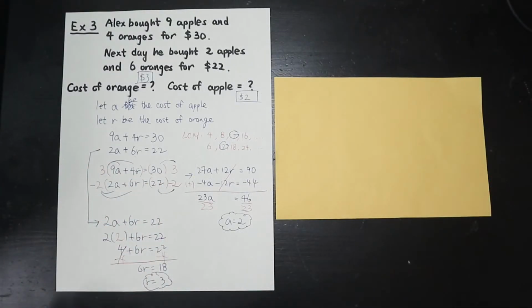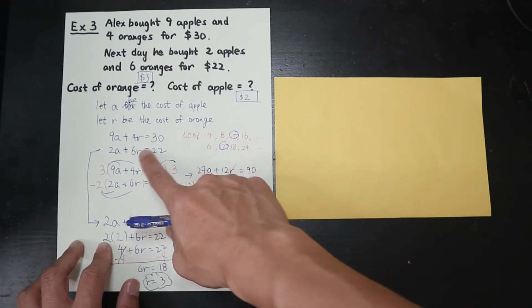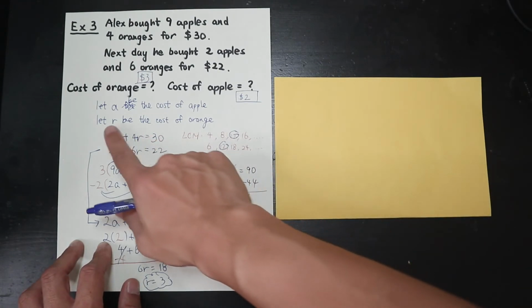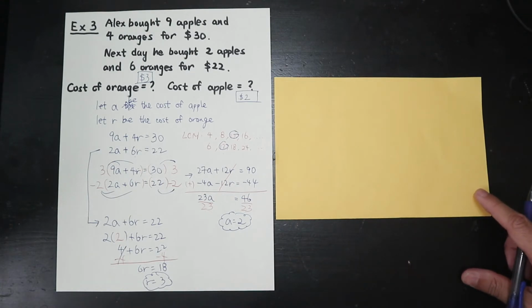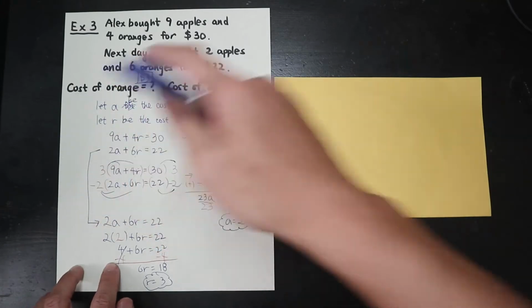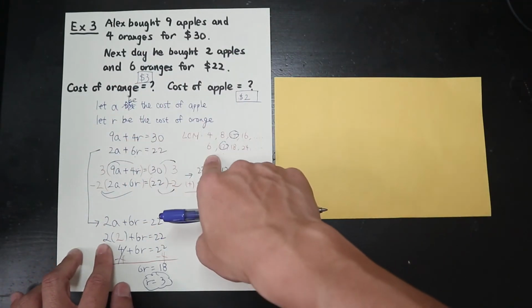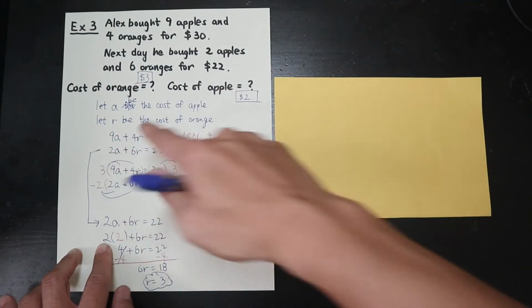Now, alternatively, instead of finding the LCM of 4 and 6, some people might ask, well, can I find the LCM of 9 and 2 instead? Because it might be a little bit easier. And the answer is yes. I don't know whether it's going to be easier or not, but you could definitely find the LCM of 9 and 2. So let's redo this problem by finding the LCM of 9 and 2 instead.